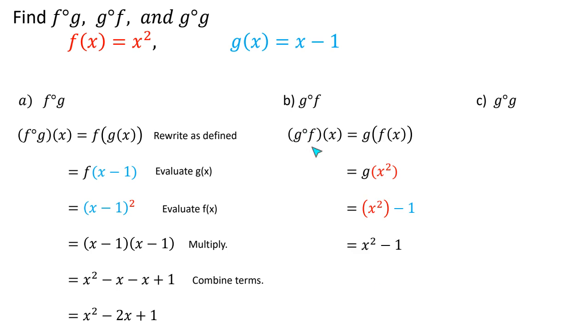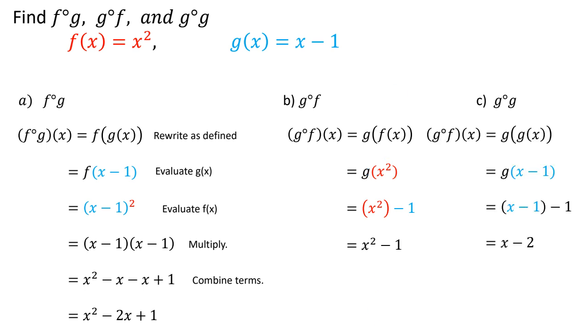Here we have g composed of f of x. f of x again is x squared, so we plug it in. Now g of x squared means we take the information for function g and substitute it in for x right here. So if I do that, then I have x squared minus 1. Simplify, we end up with x squared minus 1.